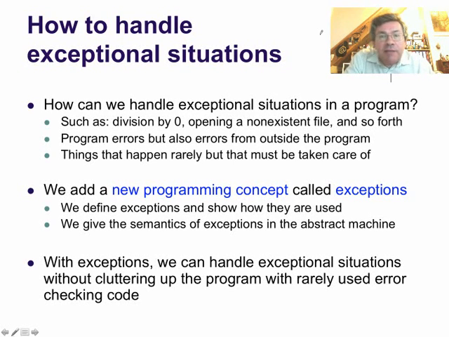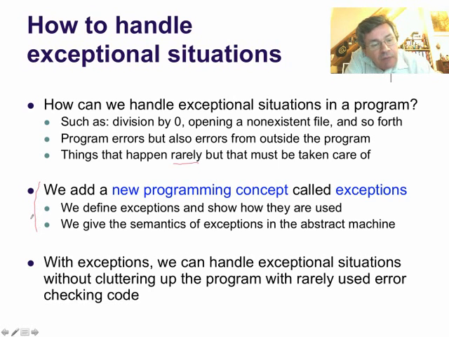How can we handle exceptional situations in a program? Things like division by zero, or opening a file that does not exist, or square root of a negative number. Things that are errors inside the program, but also things that might happen from outside. Maybe someone removes a file while the program is reading it. So these things happen rarely, but we have to take care of them.